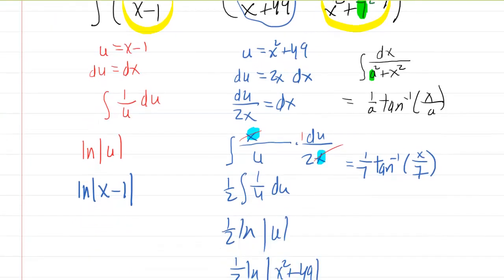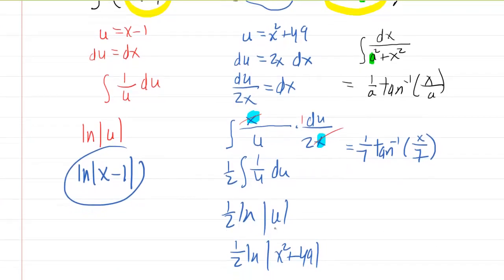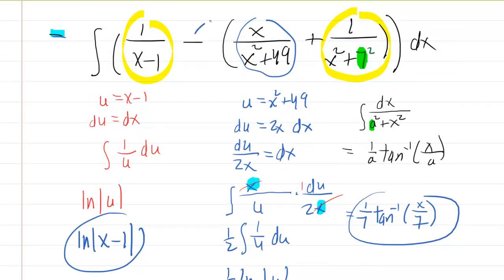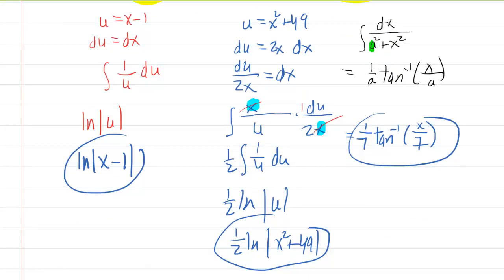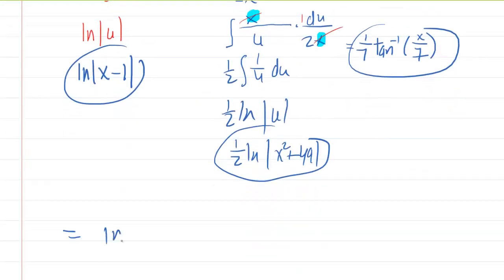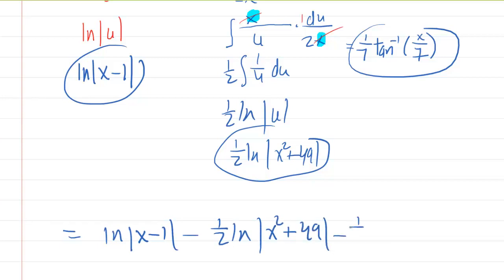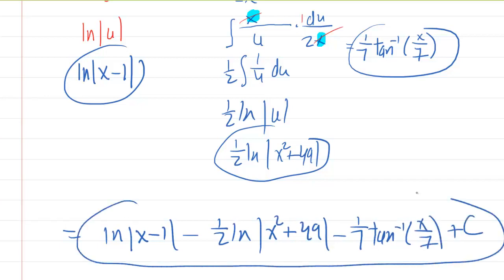So now we just slap them all together. Remember, it's going to be this result minus this result minus that result. Notice the minus that we had factored out will distribute to both of those second integrals. So we now have as our final answer the natural log of the absolute value of x minus 1 minus 1/2 ln absolute value x squared plus 49 minus 1/7 arctangent of x over 7. And then don't forget your constant of integration, and there indeed is your final answer.